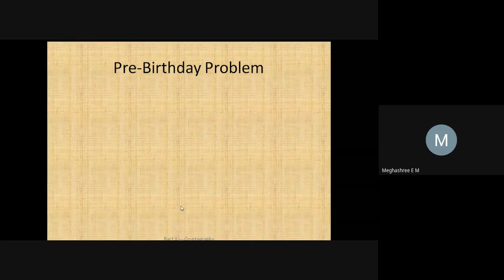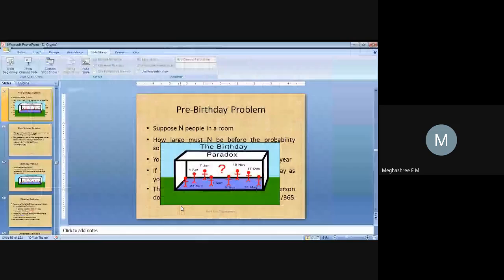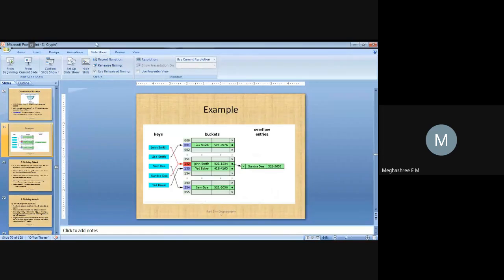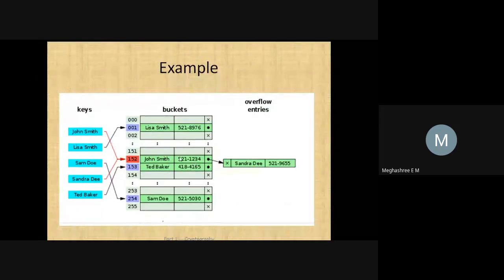I said there may be a collision, right? What does it mean? Let me go to a particular slide. Consider this slide. Is it visible to everyone? Yes, ma'am.